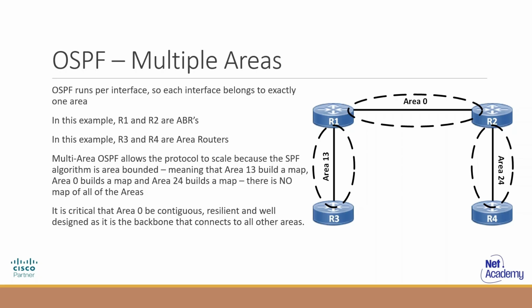So OSPF has more than one area. Here you can see it's the exact same drawing as before, and I've kept area 0 in my backbone, but the link between R2 and R4 is now in area 24, and the link between R1 and R3 is now in area 13. You'll note that this makes R1 and R2 ABRs. They're area border routers. They are routers that border two different areas. R1 borders area 0 and area 13. R2 borders area 0 and area 24.